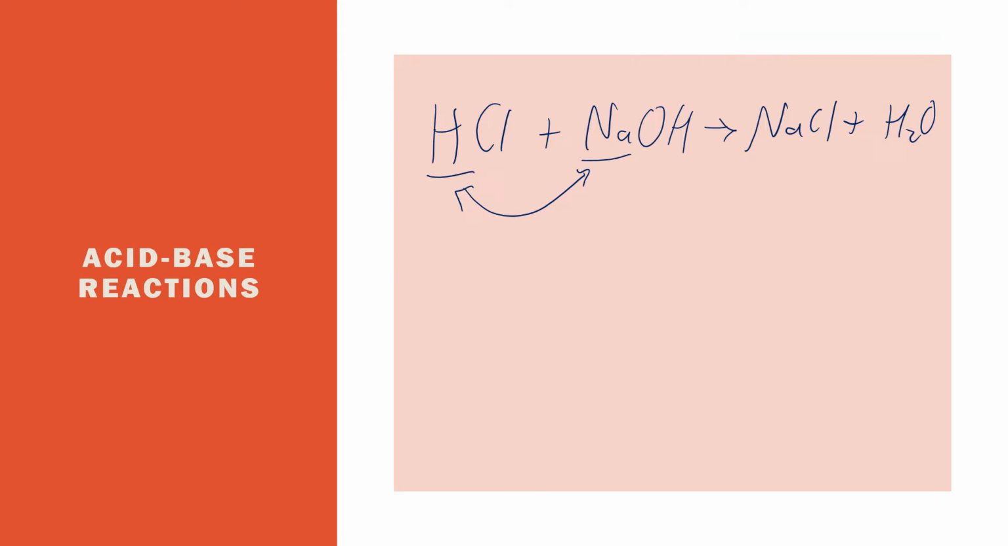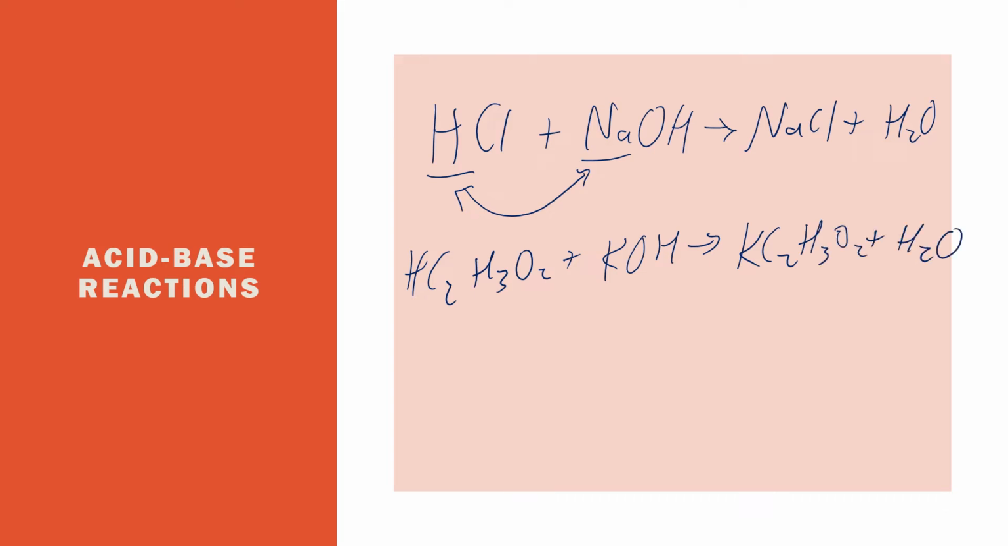Depending on the acid, you'll form different salts, but it will always form water as a product, which is part of why they're called neutralization reactions. So you could have C2H4O2 reacting with KOH, and you would form potassium acetate and water, like that.